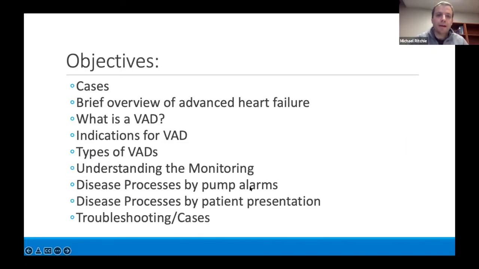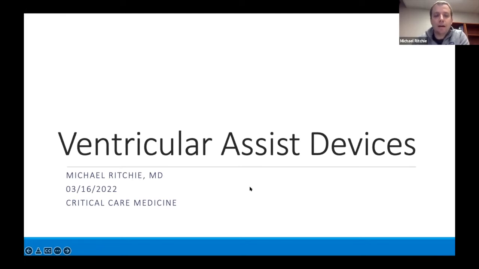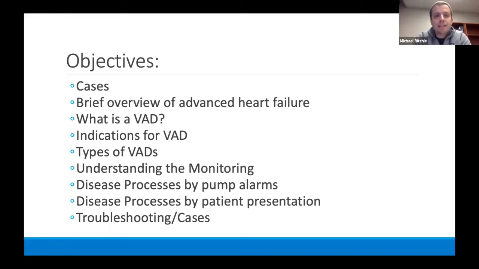So we're going to be talking about VADs. Mainly I'll focus on LVADs just because that's the most common. We'll be going over some cases, kind of a brief overview of advanced heart failure, going into what is a VAD, indications for a VAD, the different types of VADs that are out there.